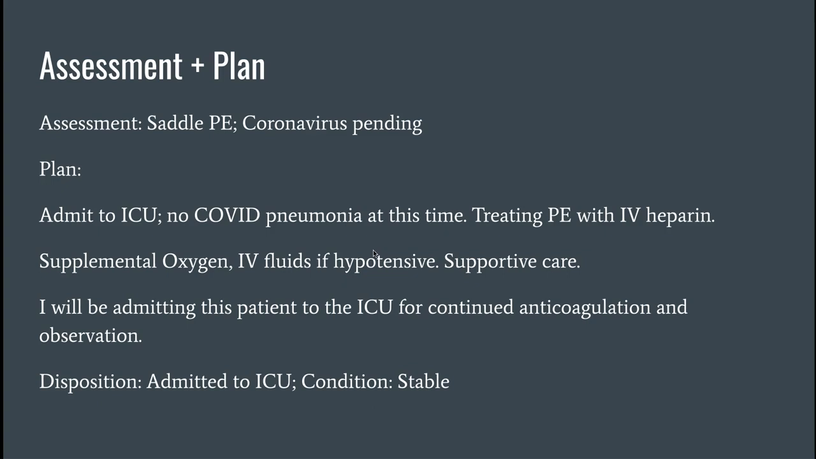So assessment and plan. Currently, my working diagnosis is that he's got a PE, he's got a saddle PE. He's still pending on coronavirus testing, but I am thinking that it possibly is COVID because COVID presents with coagulopathy. So the plan is to admit him to the ICU. I don't think he has COVID pneumonia at this time, and we're going to treat the PE with IV heparin.